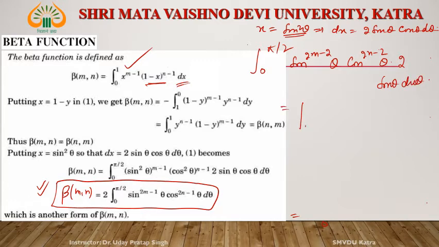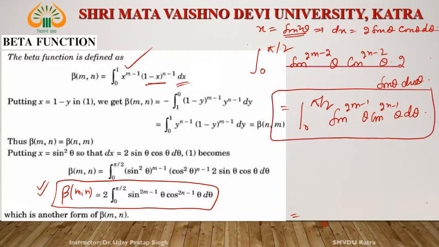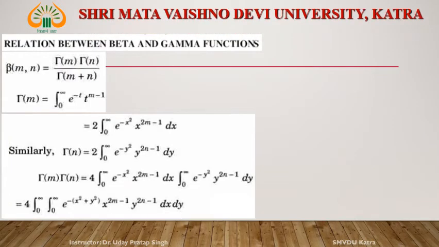So this is equal to twice the integral 0 to pi by 2 sine to the power 2m minus 1 theta cos to the power 2n minus 1 theta d theta. Sorry, the 2 also. This is equal to beta m, n. What is this? This is beta m, n. Now come to the relation of the beta and gamma functions. What is the relation between the beta and gamma functions?